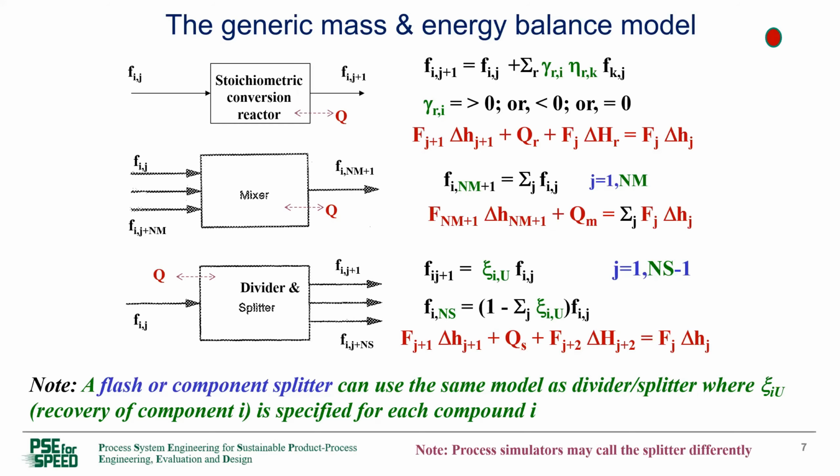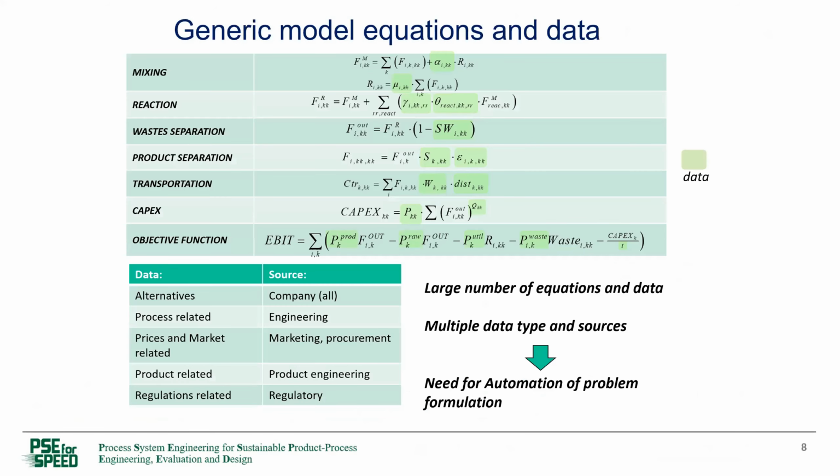And if we collect all the models together, then you can see the model equations for mixing, reaction, waste separation, product separation, transportation, that also has been added. The capex, the objective function, and what you see as highlighted in green, these are the variables that need to be specified. That is the parameters. So there's a lot of work that needs to be done to get the models working together with the parameters.